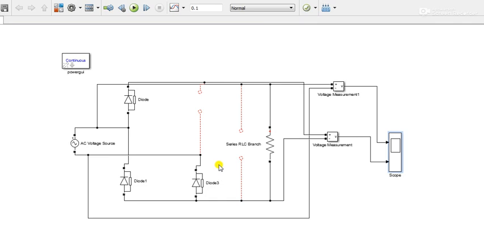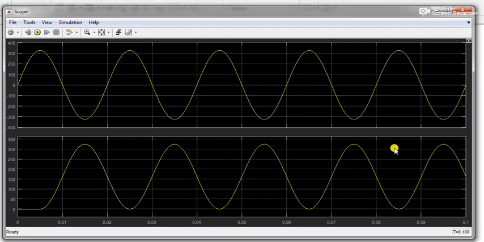Let us put this diode back and remove diode 3 and see what will happen. Now again it is half wave rectification, but the negative cycle works and the positive cycle is not working. It is rectified to the negative cycle.